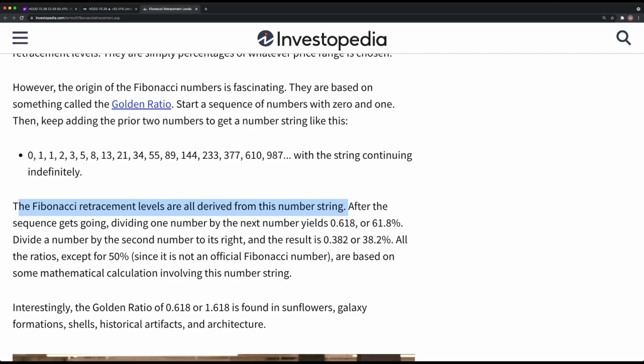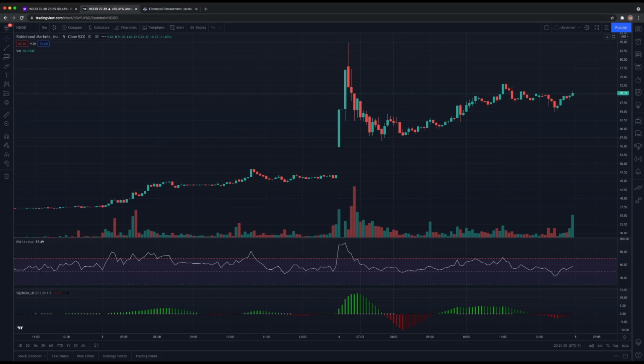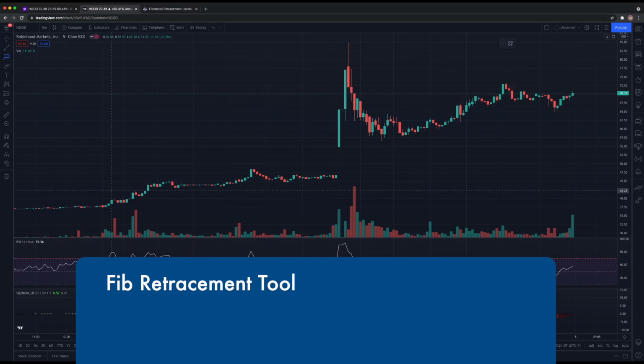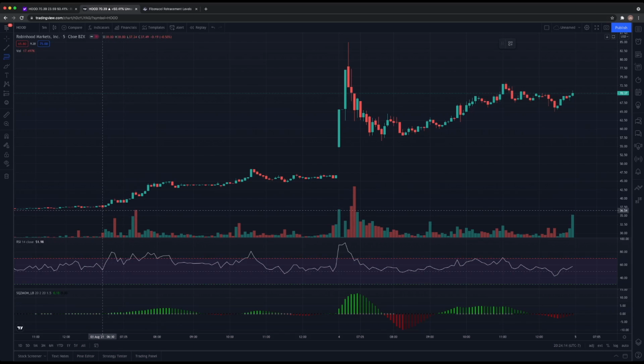So let's take a look at some actual Fibonacci retracement levels within TradingView. So within your toolbar, you want to right click in this section and make sure your Fib retracement tool is selected. You want to find the lowest point of a candlestick to the highest point of the stock price. So this appears to be the low point. We're going to click once. It's going to create an anchor.